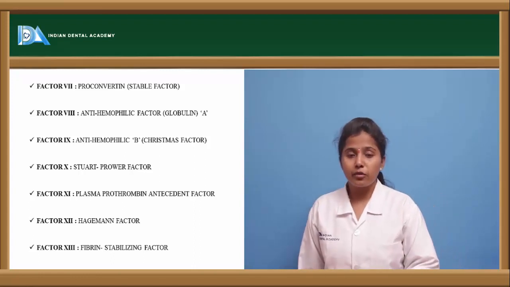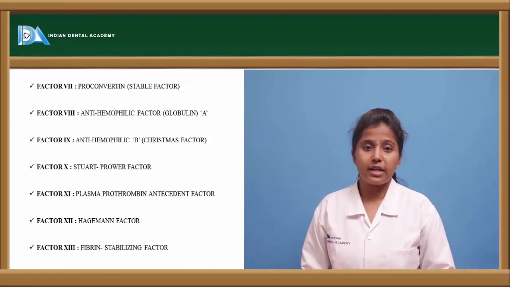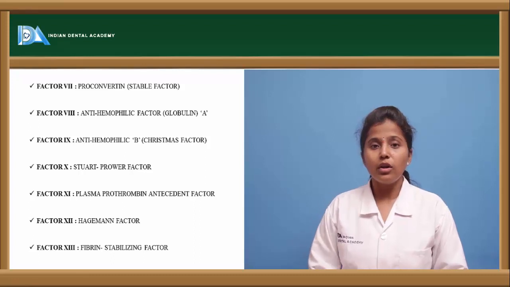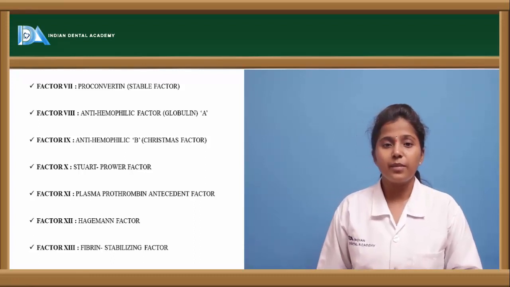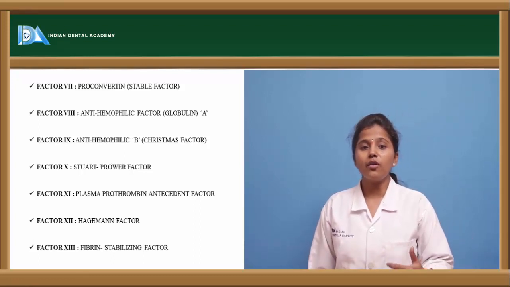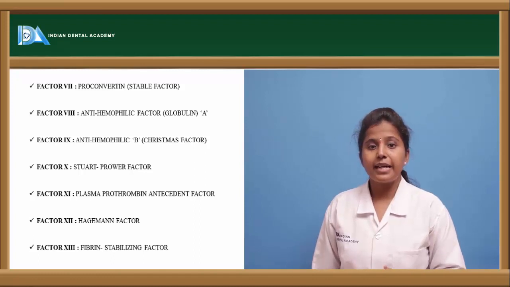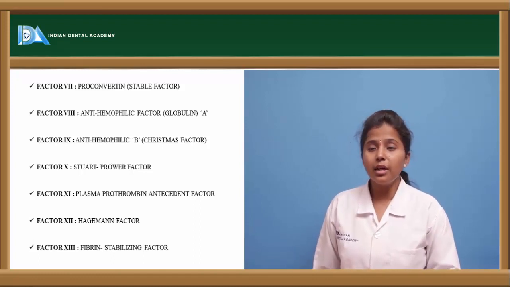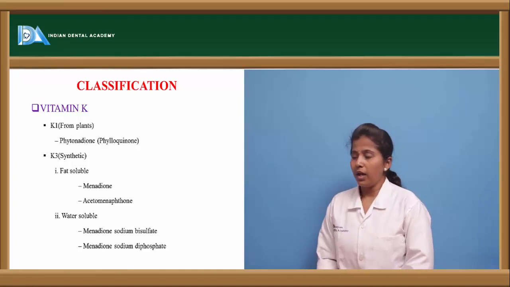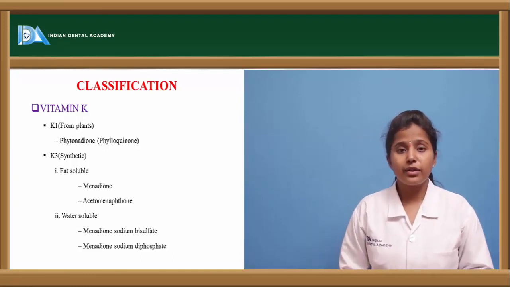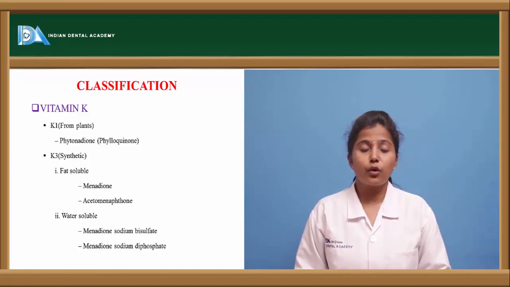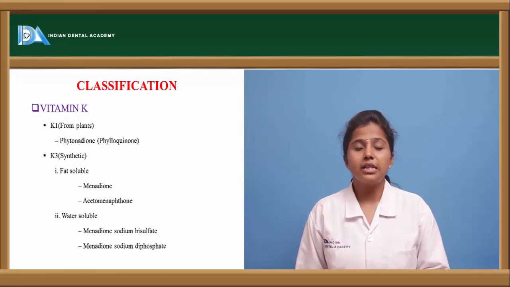We have seen the pictorial representation of this coagulation cascade. So all of these factors play a major role in the formation of the stable fibrin and aiding in the clot formation in the body. So let us see the classification of these coagulants. What are the coagulants nowadays used?